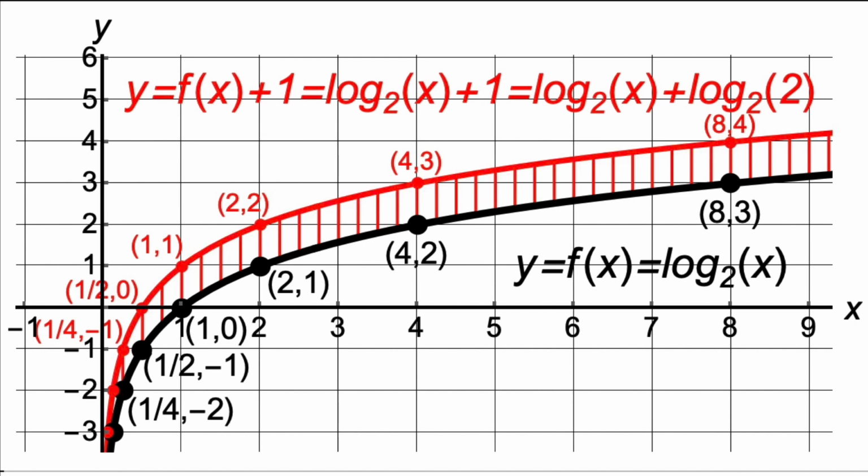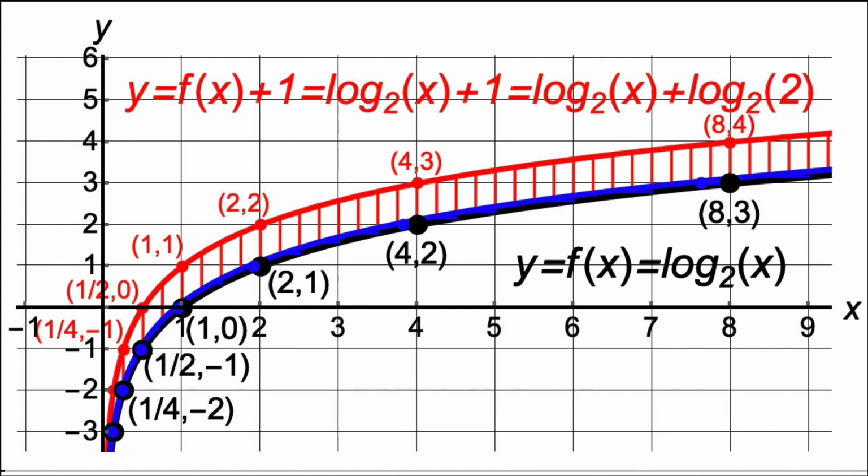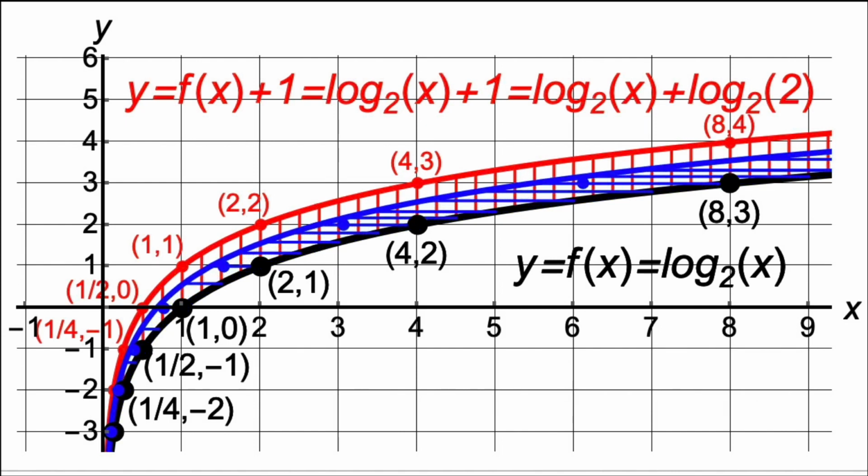Notice that all the vertical red lines have the same length of 1 unit, and the second coordinates of all the red points are 1 more than the second coordinates of the corresponding black points. Amazingly, we can get the exact same final graph if we take the original black graph and compress it toward the y-axis by a factor of 2.